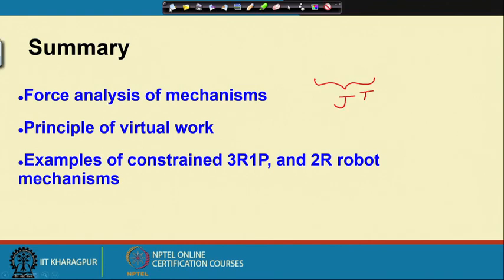So, let me summarize what we have studied in this lecture. We have looked at the force analysis problem for mechanisms and robots using the principle of virtual work. We have considered the example of 3R 1P constraint chains of two types, type 1 and type 2, and we have also considered the planar open chain 2R manipulator and discussed the force analysis for this manipulator. So, with that I close this lecture.